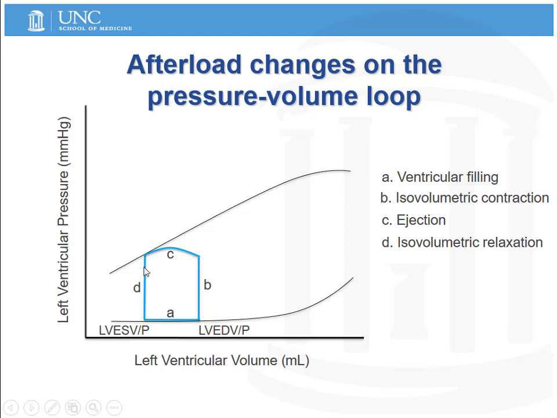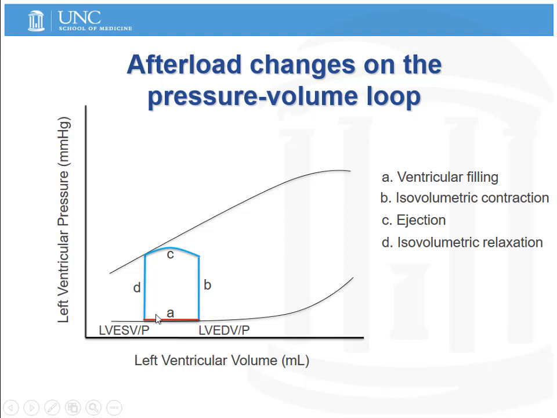ventricle continues relaxation with all the valves closed during this isovolumetric relaxation, until the point where the ventricular pressure drops below the pressure in the atrium. Then the mitral valve opens and ventricular filling can occur again. Let's see what happens when we increase the afterload or the aortic pressure.